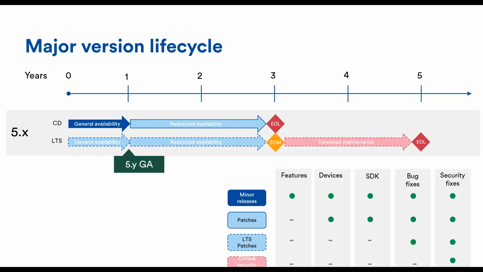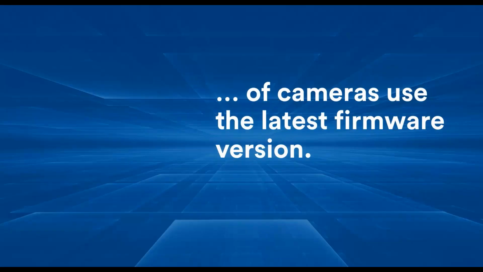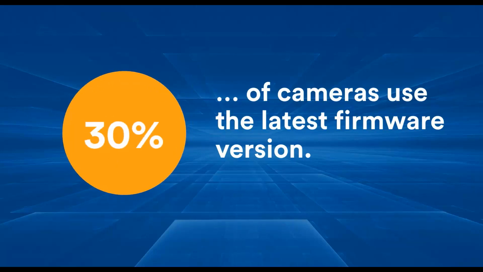The LTS track aims at making it easier to maintain the software that powers your security system, to keep it secure against new vulnerabilities that are discovered in the field. But this does not help close down gaps on the edge of the system. To quantify the risks those gaps create, we've polled our customers through the Genetec Performance Improvement Program. What we looked at was how many cameras out there in the field use the latest firmware version. What we found out is that only 30% of cameras use the latest firmware version.